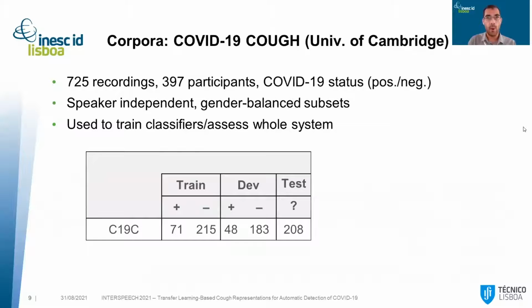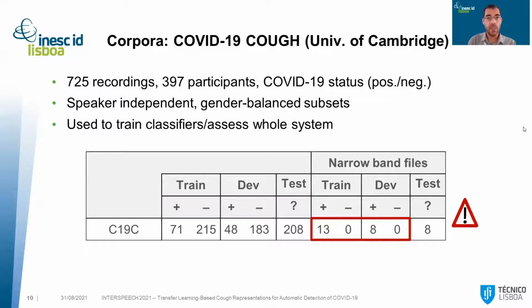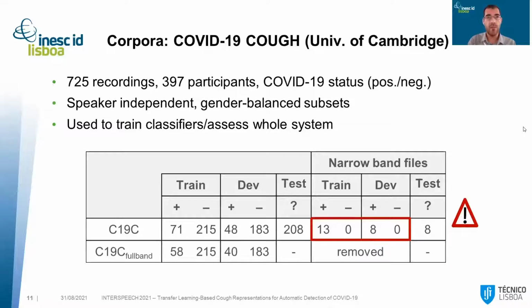Now, I will briefly talk about the corpora. This table shows the number of samples in the COVID-19 corpus released for this challenge. And after inspection, we found some recordings with a narrow bandwidth of 4 kHz. The problem is that all the narrowband files in the train and development subsets correspond to COVID-19 positive examples, which might bias the systems trained using this data. So to further analyze this, we decided to create a second version of this dataset, denoted as full band, by removing all the narrowband files in the train and development subsets.